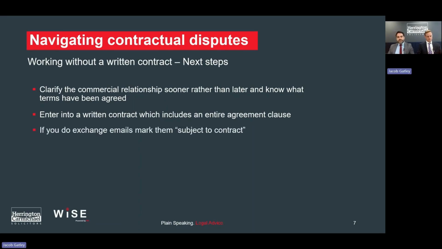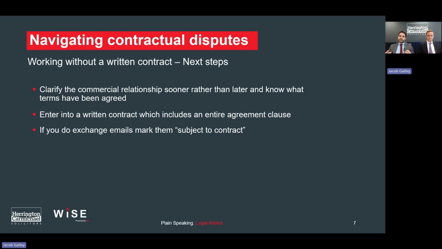Next, if you do exchange emails, mark them subject to contract. If you're in the throes of negotiating terms or you're about to draw up and sign a written contract, make sure your emails are marked subject to contract. This means it is less likely for parties to misinterpret or misunderstand the stage of the negotiations, and that you've not yet entered into a legally binding contract.